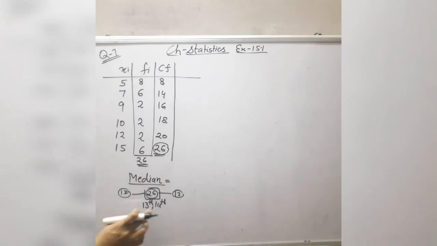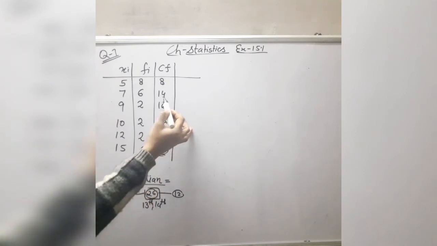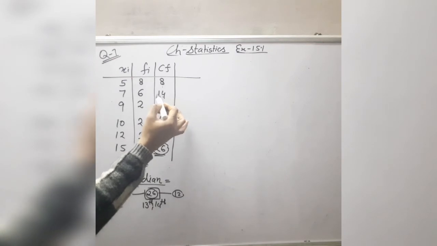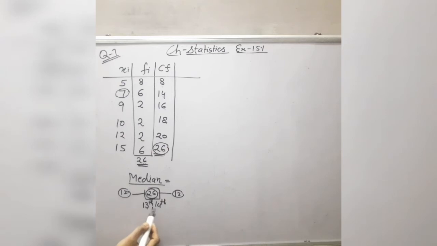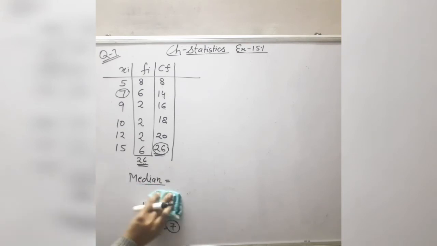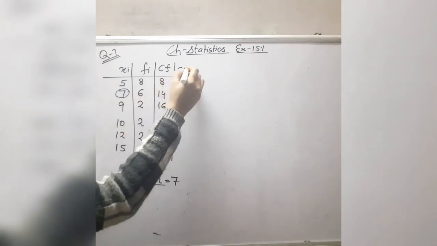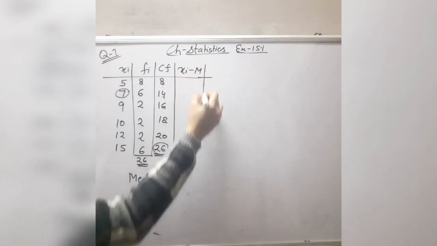Now here, for the 13th and 14th terms, from the 9th to the 14th term, the value of all the observations is 7. So the 13th term is 7, the 14th term is also 7, and the mean of these two observations gives you 7. So what is the value of the median in this case? The median is equal to 7. Now we will make the next column, deviations of all the observations from the median, meaning xi minus M.